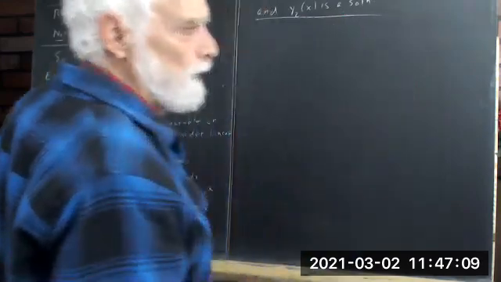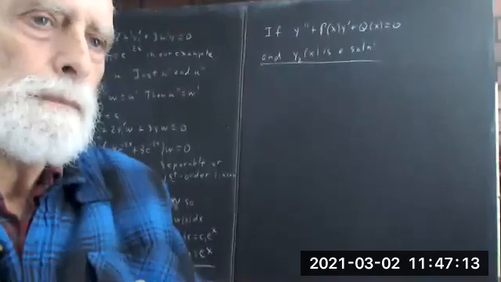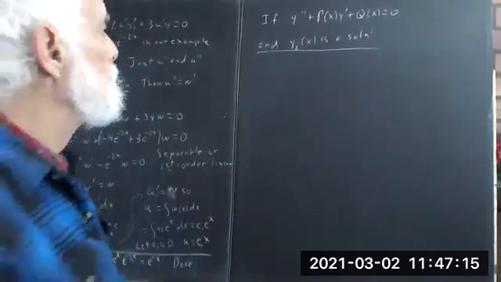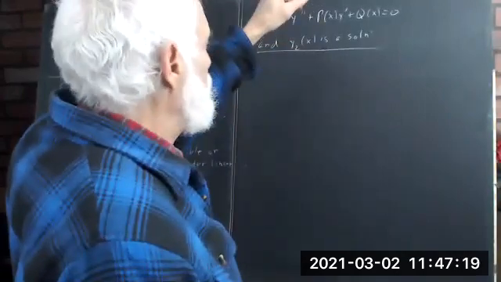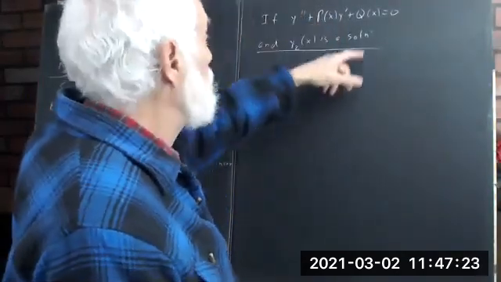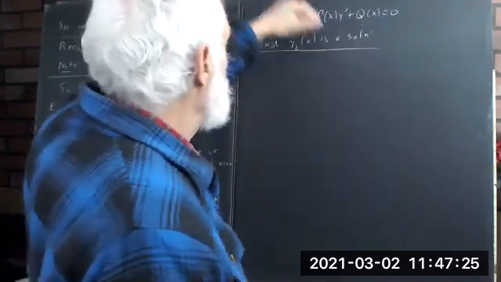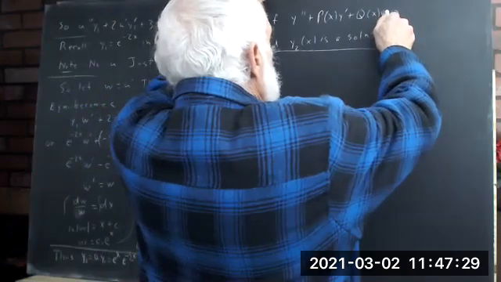y2 of x is a solution. Okay, so here's your equation. Instead of 3 in front of y prime, we've got p of x, which is a function of x, and q of x in front of y. I often forget to do that.